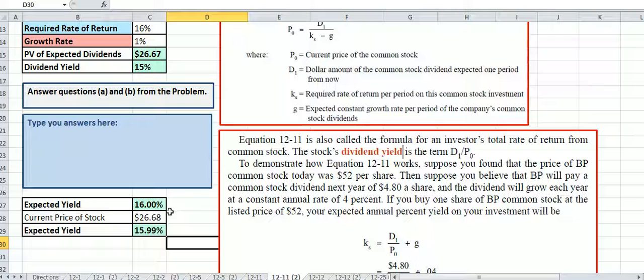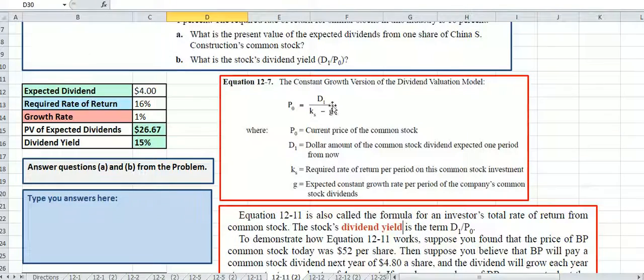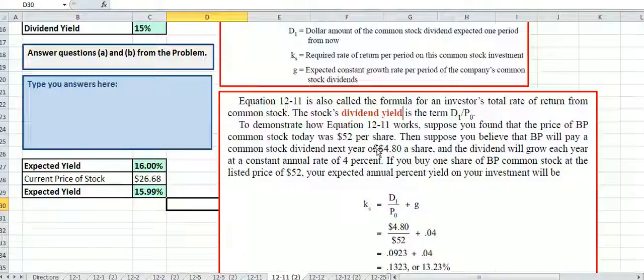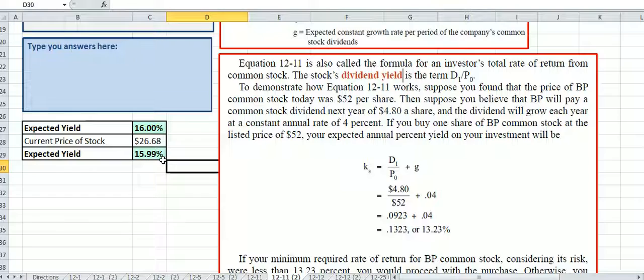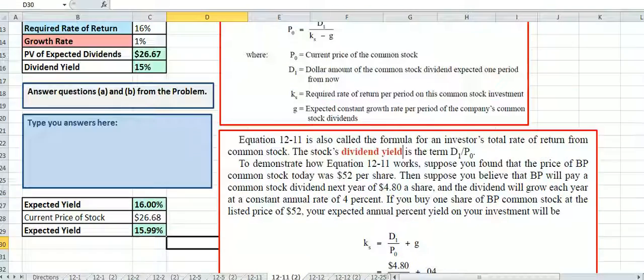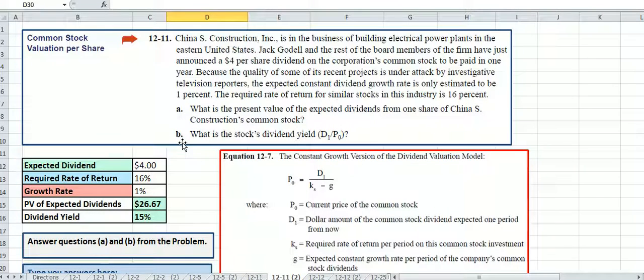So this is why the dividend yield alone really doesn't help you a whole lot. You need to actually use this formula right here, the dividend yield plus the growth rate, to figure out whether the yield is going to be high enough to actually warrant buying the stock. Okay, so I hope that makes this problem make a little more sense to you.